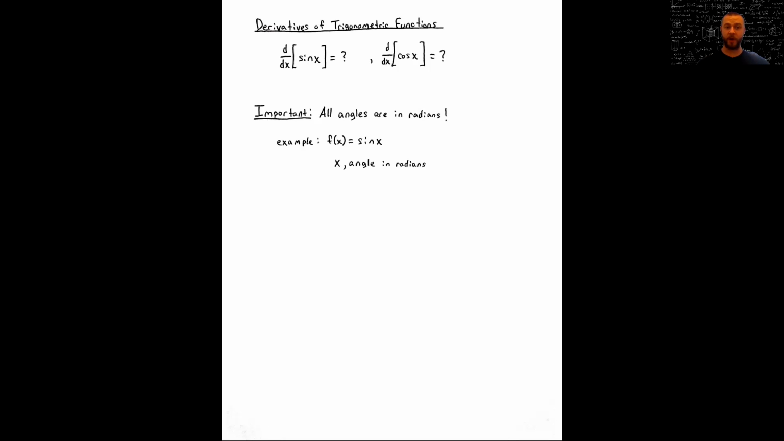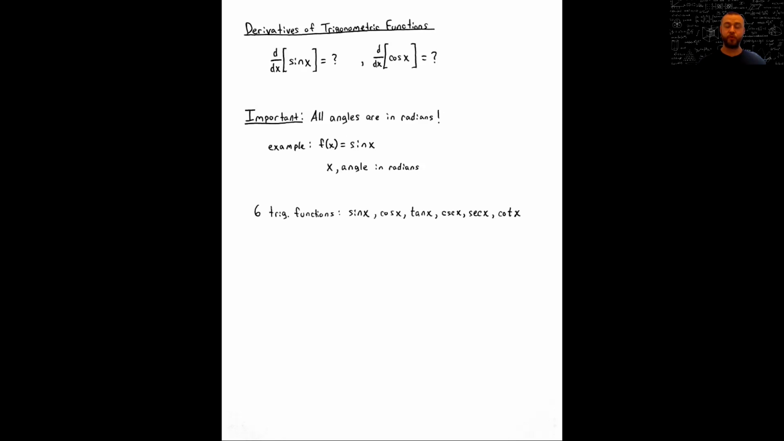All right, with that out of the way, let's get to a brief review. So there's in total 6 trigonometric functions: sine, cosine, tangent, and then cosecant, secant, and cotangent. And what we're going to see very shortly is each of these functions has a derivative. So there's going to be 6 more derivative formulas to memorize. Now this starts to sound like a lot, but there's a reason why I want you to focus on the derivatives of sine of x and cosine of x above.